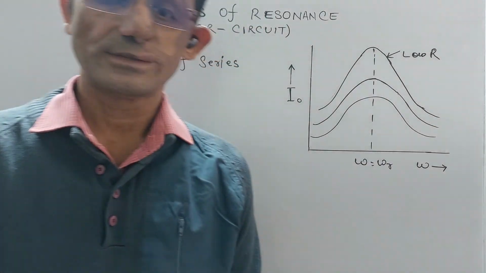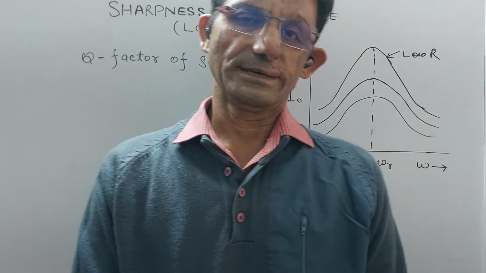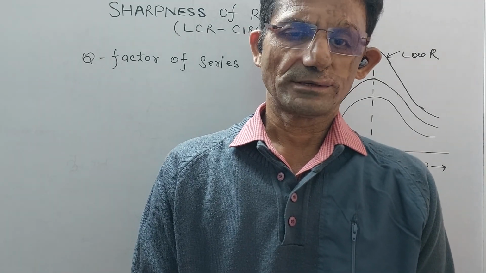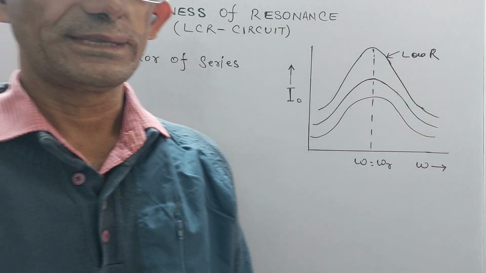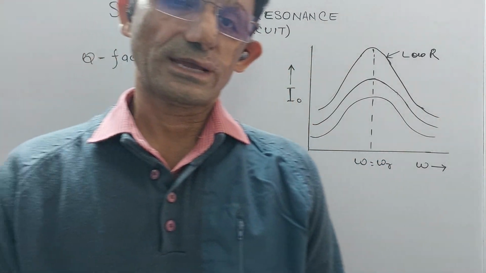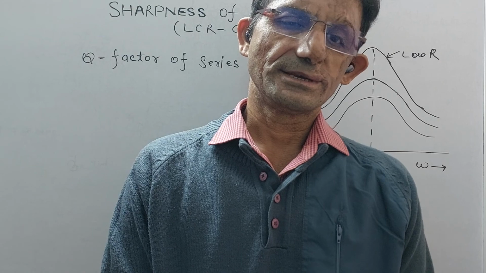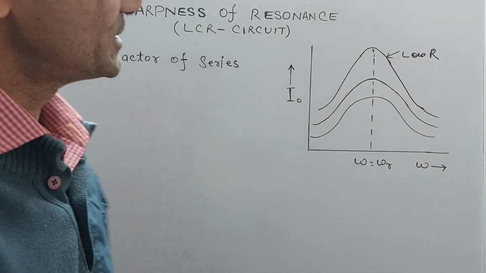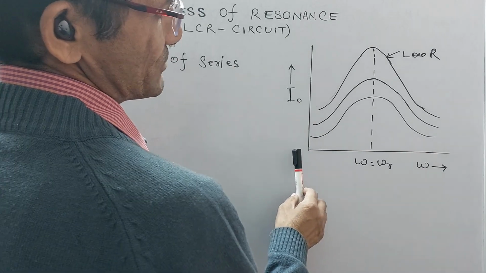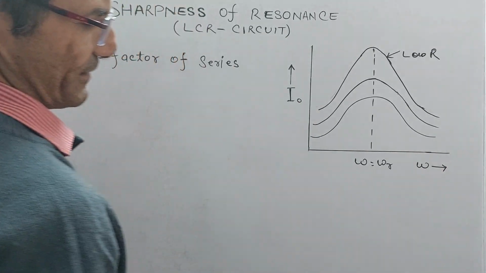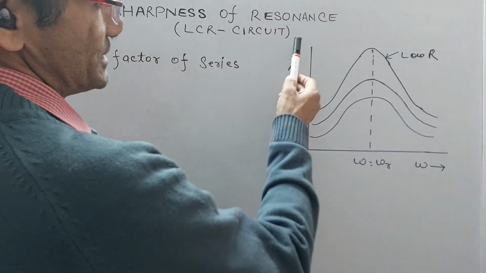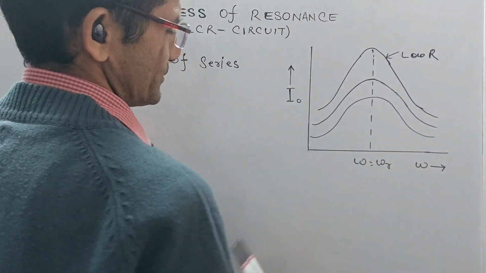Yes, dear friends, today we are discussing an important topic of series LCR circuit, the Q factors. Q factors of a series LCR circuit is the relationship between current amplitude and the frequency of the LCR circuit. We know that if I draw the graph between current amplitude and the different values of angular frequency of the AC voltage applied, we have seen that this is the graph of this one.